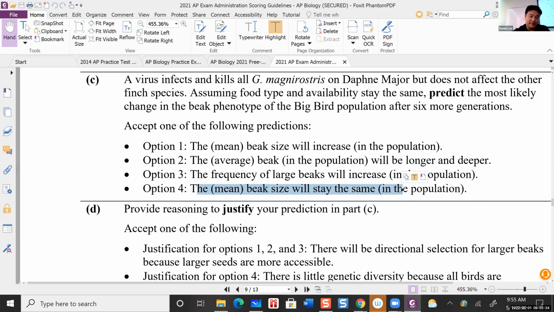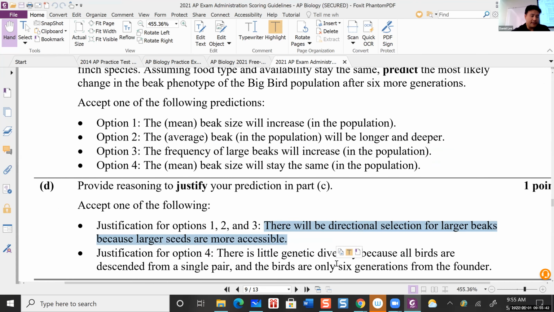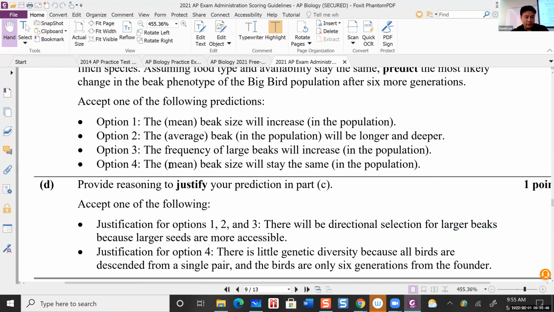And as long as you can justify it, how do you justify it? Well, one, two, and three are similar, so they justify the same way. They say there will be a directional selection for larger beaks because larger seeds are more accessible. So basically resources become more available for the big birds to take advantage of. If you say the beak size will remain the same, then here it says six generations may not be enough time to see a visible change in phenotype. That will be fine. Or you can say there's little genetic diversity because all the birds descended from a single pair, and the birds are only six generations from a founder, so not enough generations to produce enough variation.